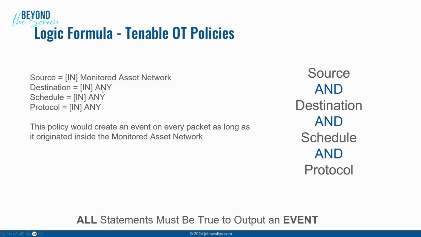And this is where we use this equals to or not equals to. Basically, we're saying it's not equal to our monitored assets or it is equal to our monitored network. So this policy, like we said, would create an event on every packet as long as that packet's source originated within that monitored asset network.